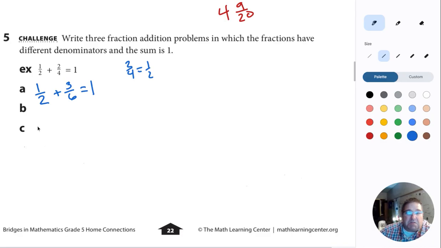Or maybe you could do 3/4 plus 1/4 a different way. So you would kind of have fun with this. You can maybe, or how about tenths?